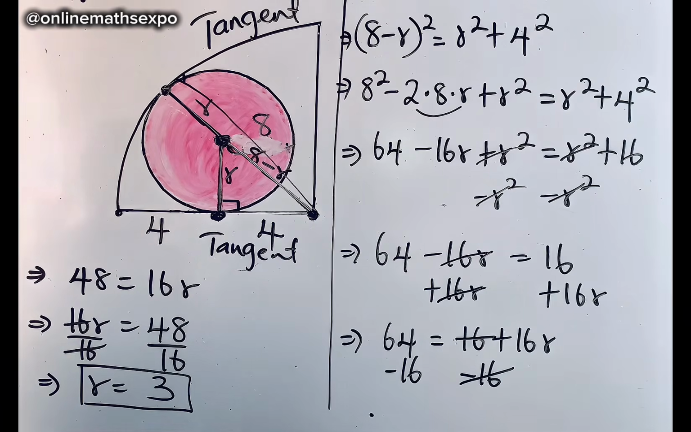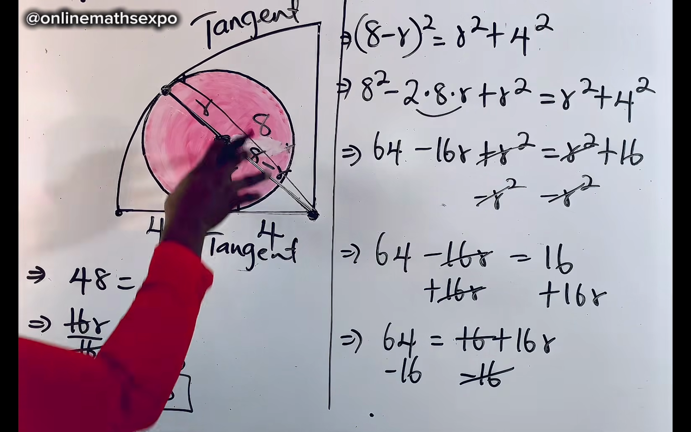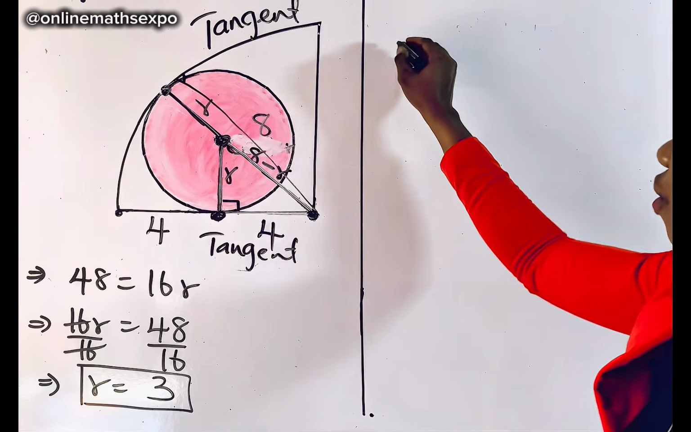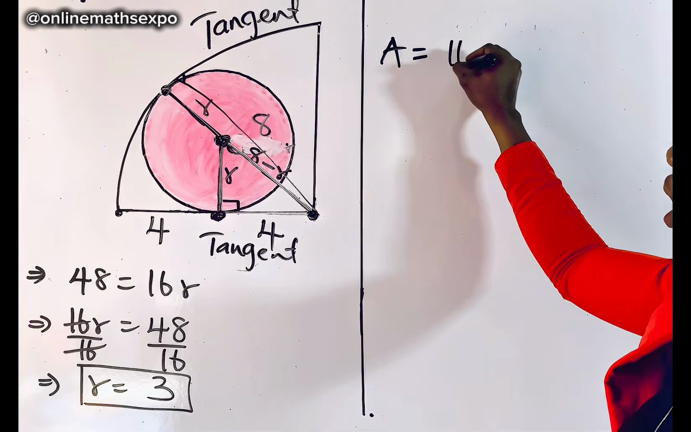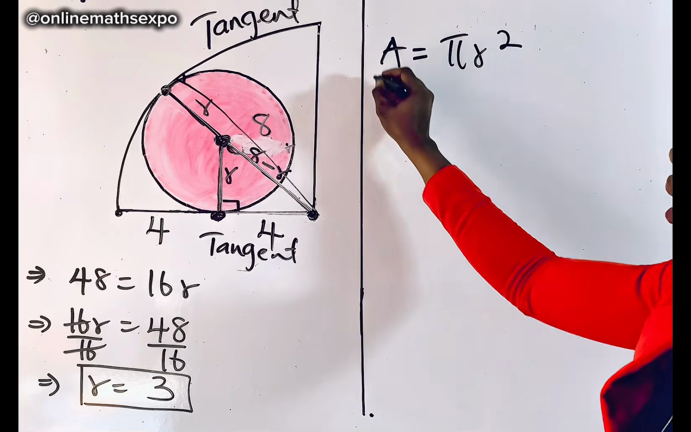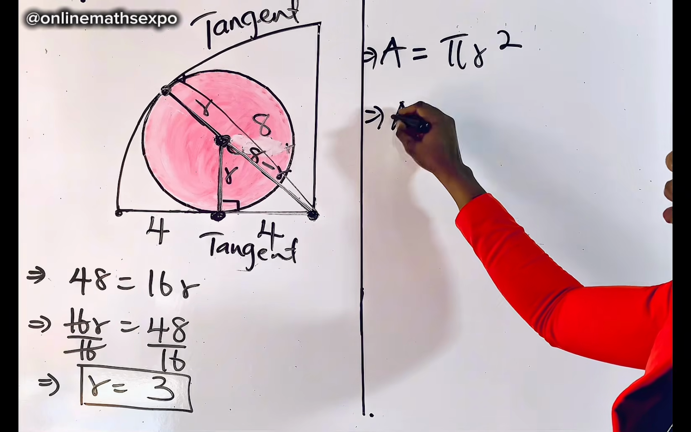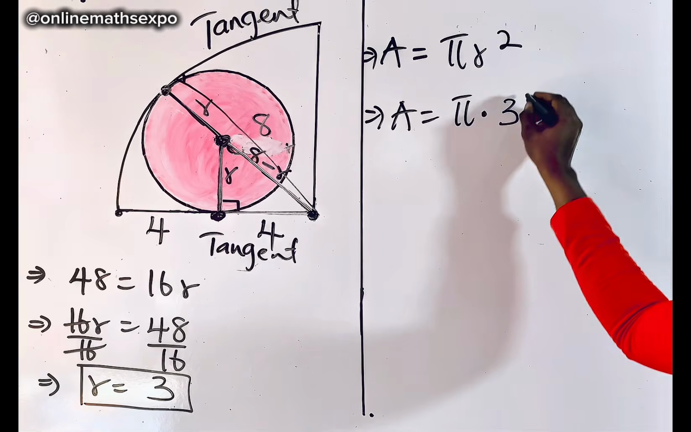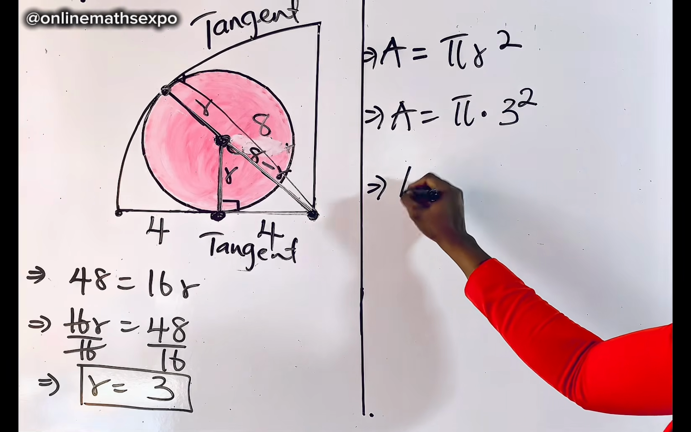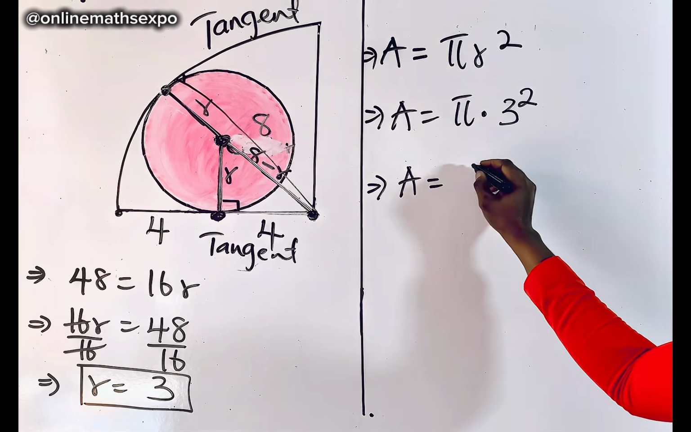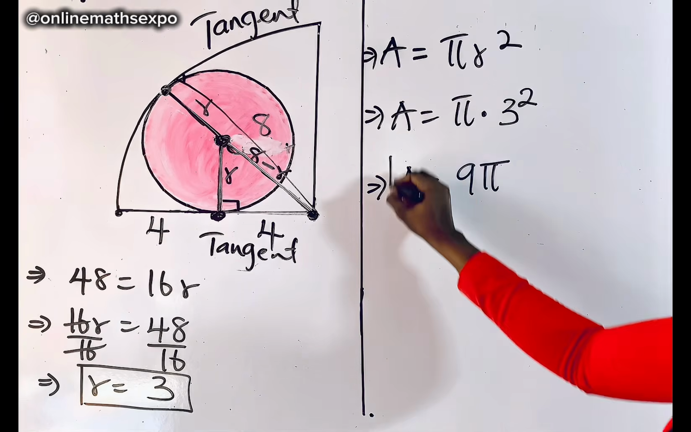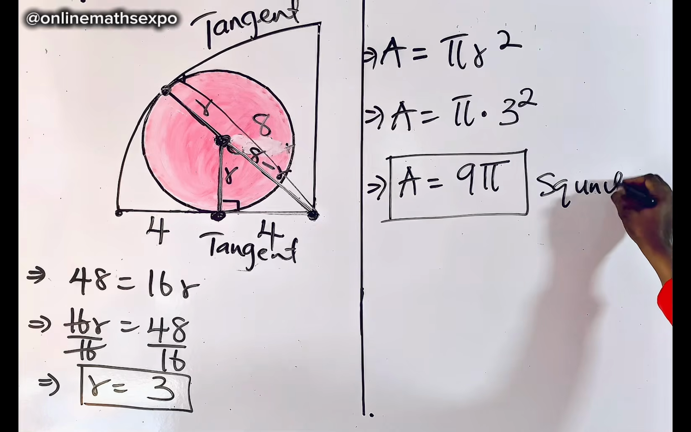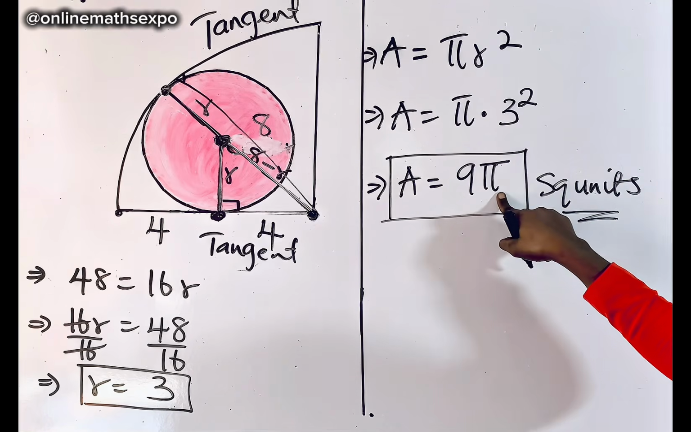Now that we have found the radius, let's get the area of the circle. We have it as pi r squared, and that gives us area is equal to pi. Our radius is 3, so it's going to be 3 squared, which is 9, so it gives us 9 pi. So this is the value of our area in square units. This is left in pi.